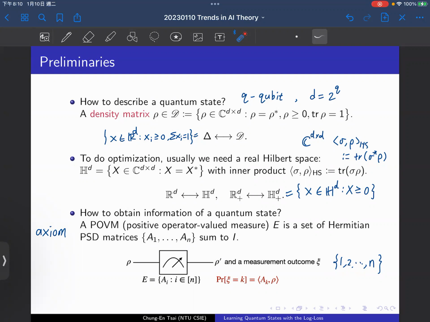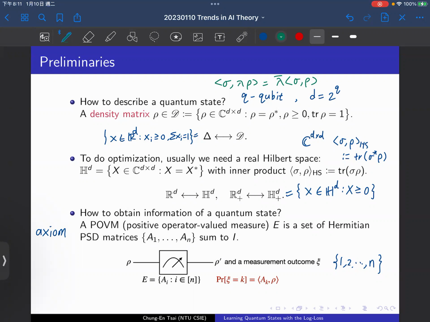Sorry, I forgot what the conjugate symmetry is. What is the definition of the conjugate symmetry? It means that suppose you multiply rho by some complex number lambda, right? Yes. Then the result will be the original result times the conjugate of lambda. Something like this. Yes.